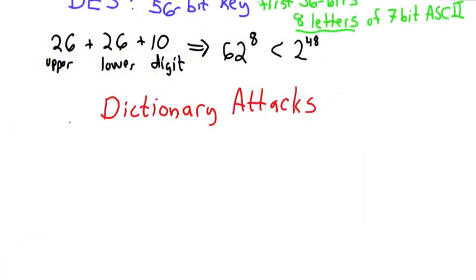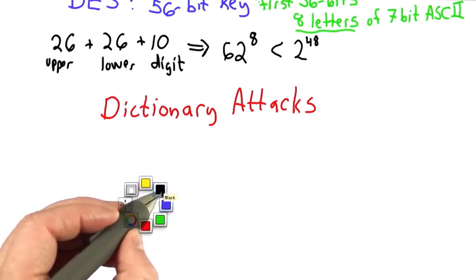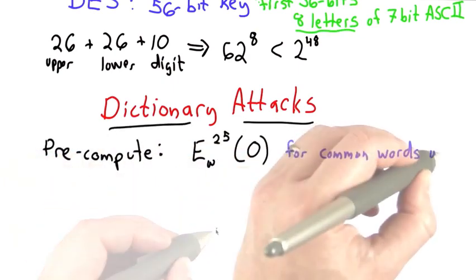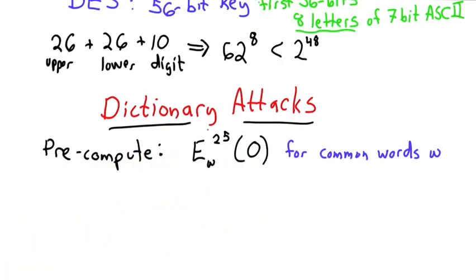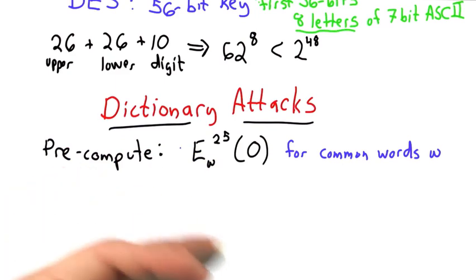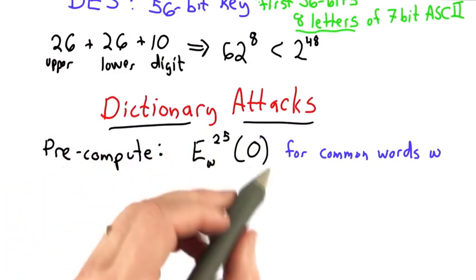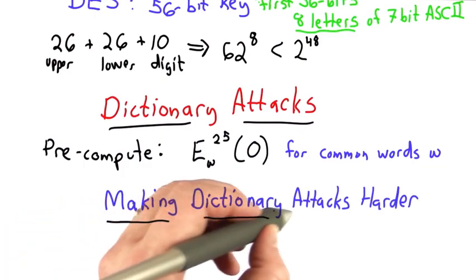The reality is even worse than this, that a motivated attacker can pre-compute a dictionary, pre-compute this value for a set of common words W, store those pre-computed values, and then every new password file that's compromised, check all the passwords against this list, and have a good likelihood of finding some accounts that can be broken into. So how can we make dictionary attacks harder?